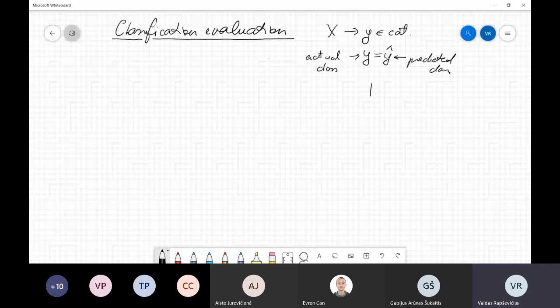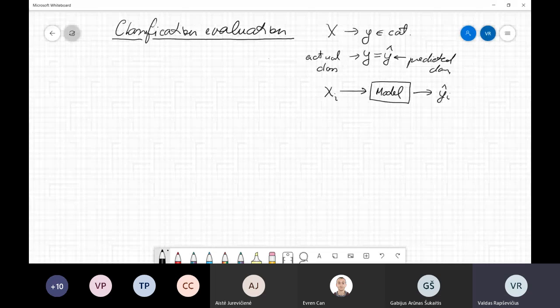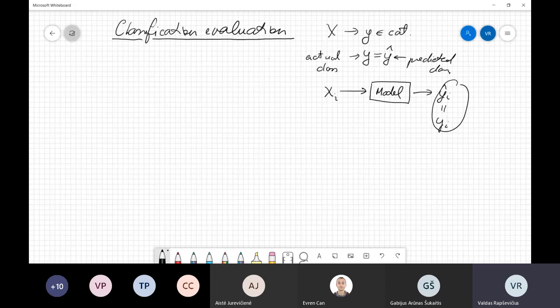Okay, so in order to evaluate this, what we primarily look at once we have a model, our classification model, is this: we input the x vector, Xi, and it produces y hat, the class that it predicts to be the right class. So we try to evaluate if it is the same as the actual class. This evaluation is what we are looking at, and all the metrics are constructed in this respect.